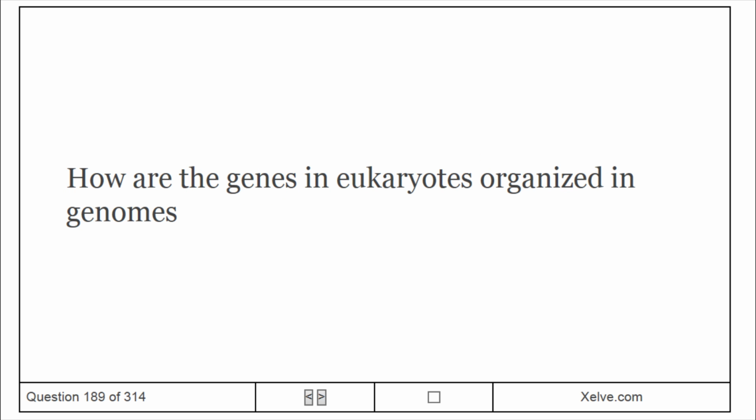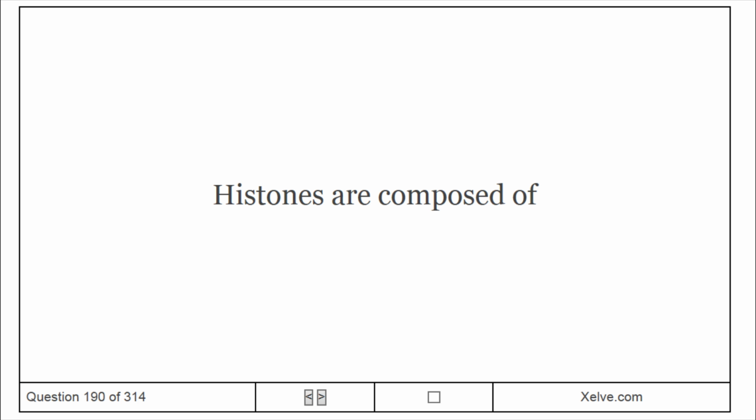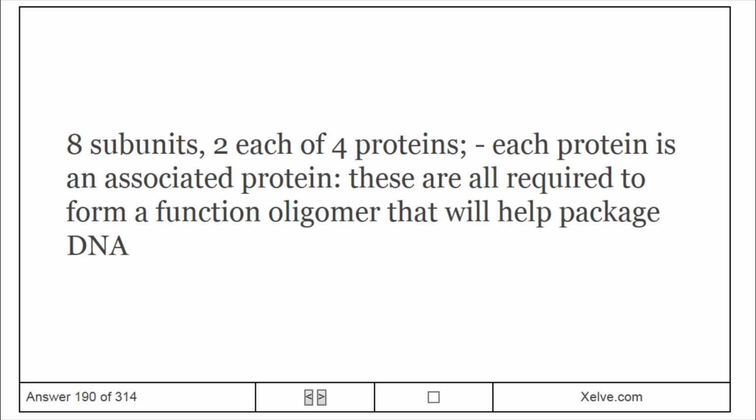How are the genes in eukaryotes organized in genomes? Genes can stand alone or be organized in clusters, with monocistronic mRNA that codes for only one protein. Histones are composed of 8 subunits, 2 each of 4 proteins. Each protein is an associated protein. These are all required to form a functional oligomer that will help package DNA.